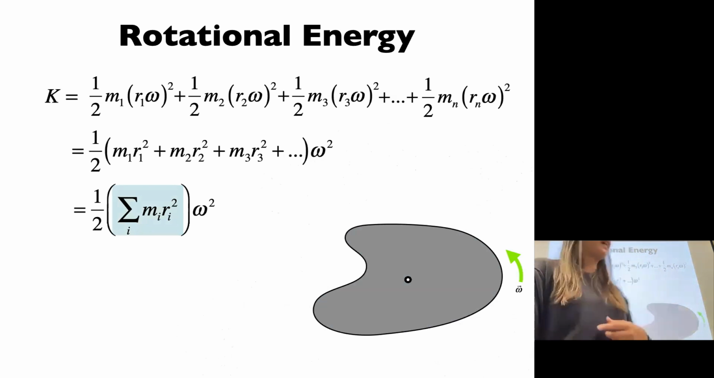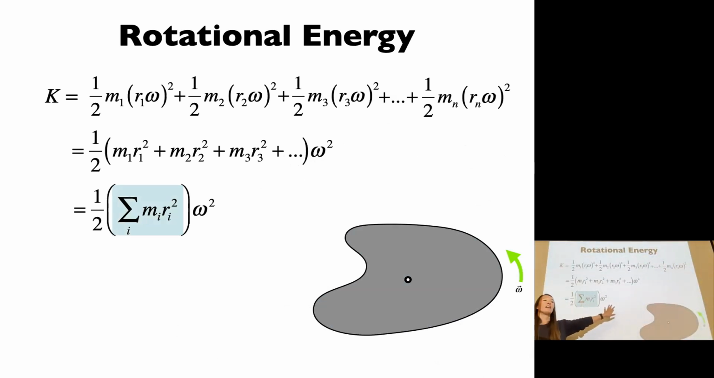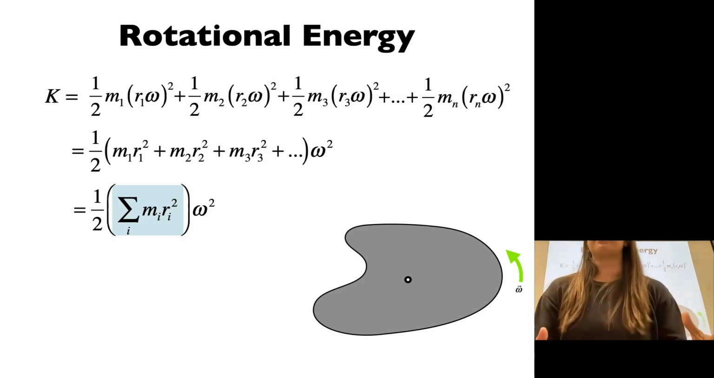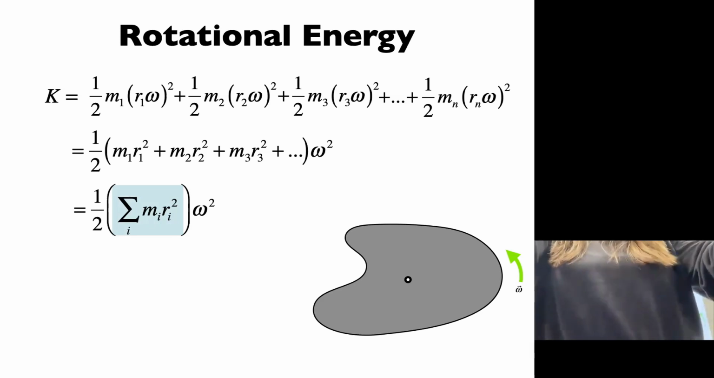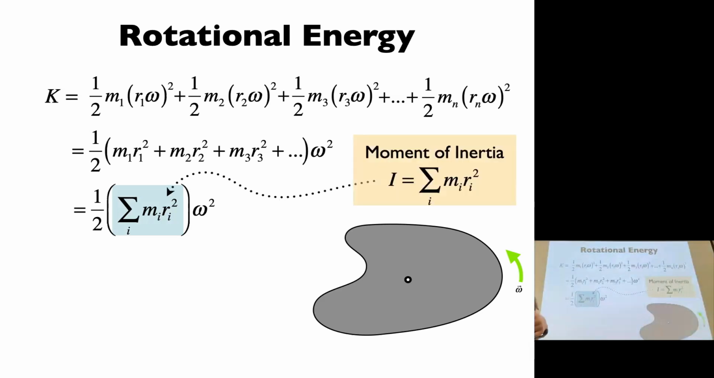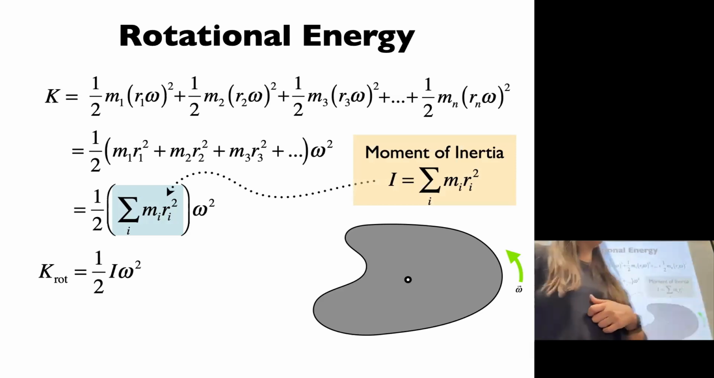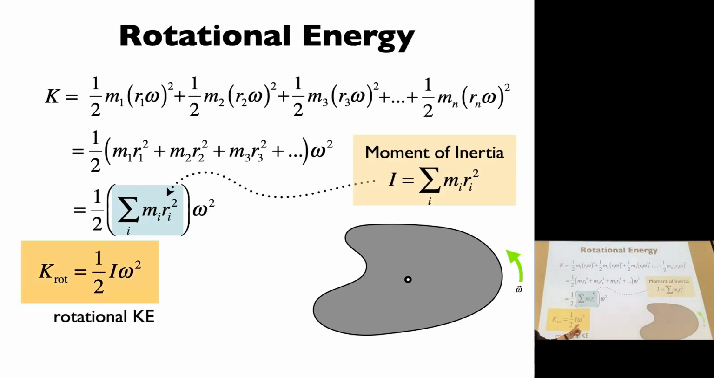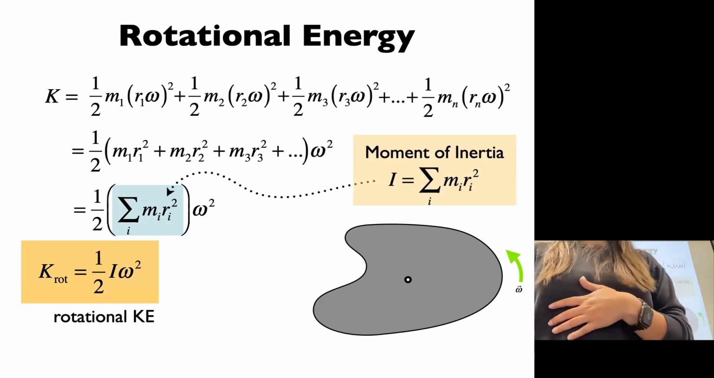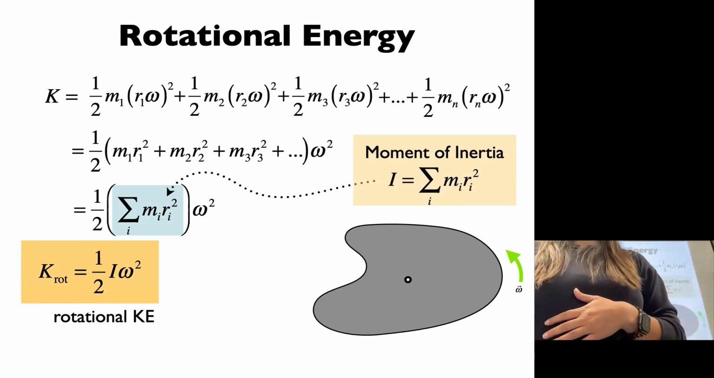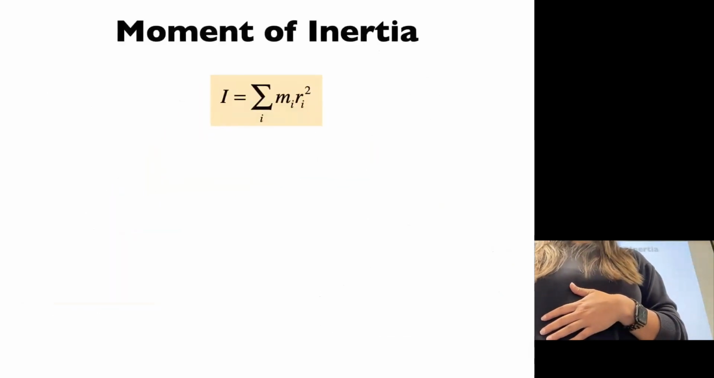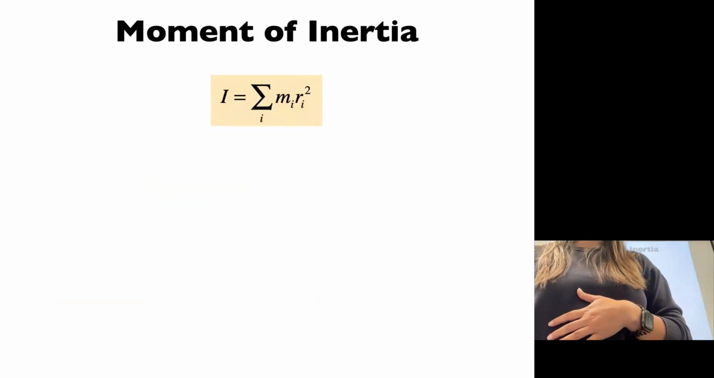But this thing, you end up with 1/2 something omega squared, which looks a lot like 1/2 mv squared, right? It's 1/2 something that's probably like mass, and then something that's like velocity squared. This ends up being the moment of inertia, okay? And this is our new rotational kinetic energy. We can write it as 1/2 I omega squared. Moment of inertia is written as I for inertia, I guess. Moment of inertia is the sum of the masses times the distance squared, okay? And remember, mass measures inertia. It's the resistance to motion.